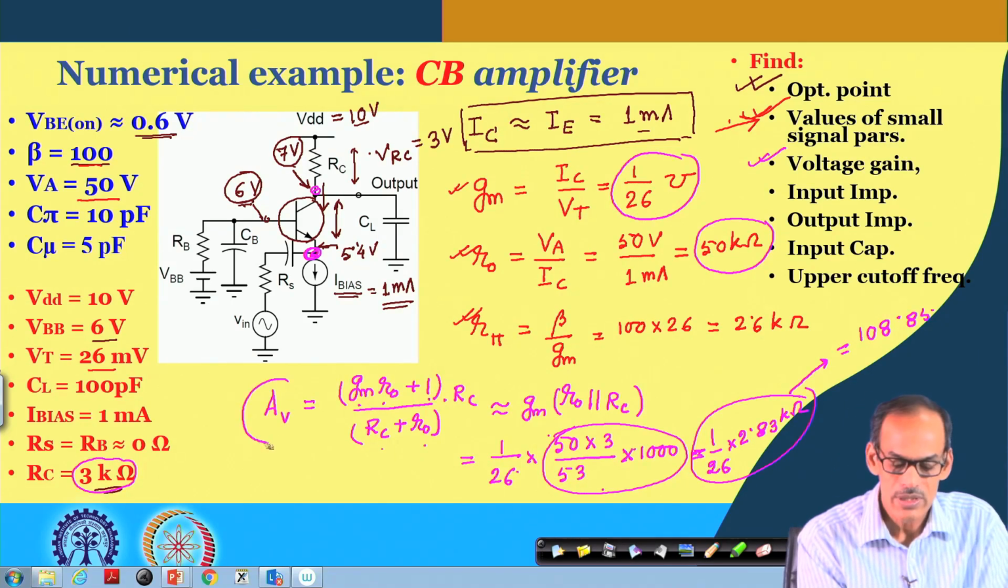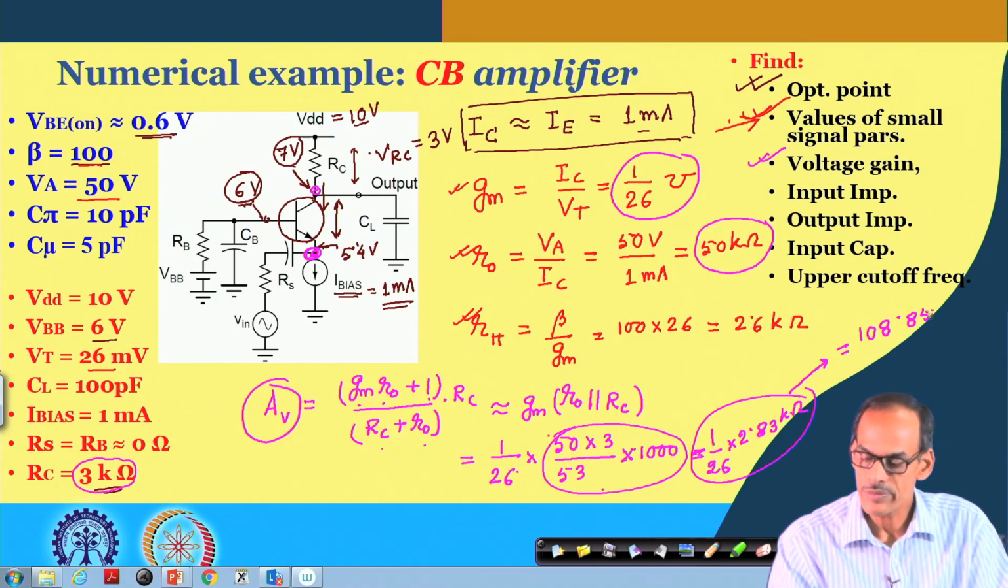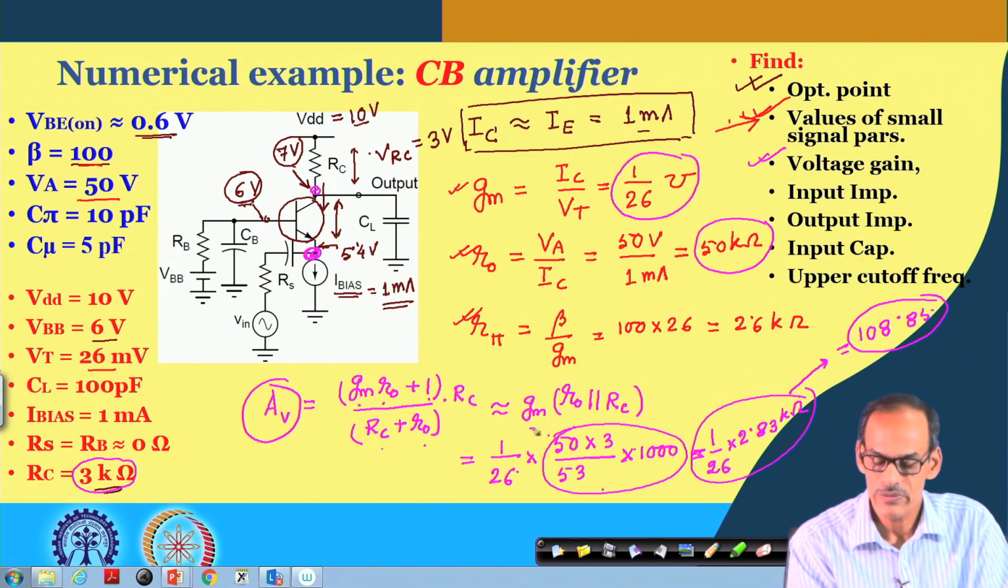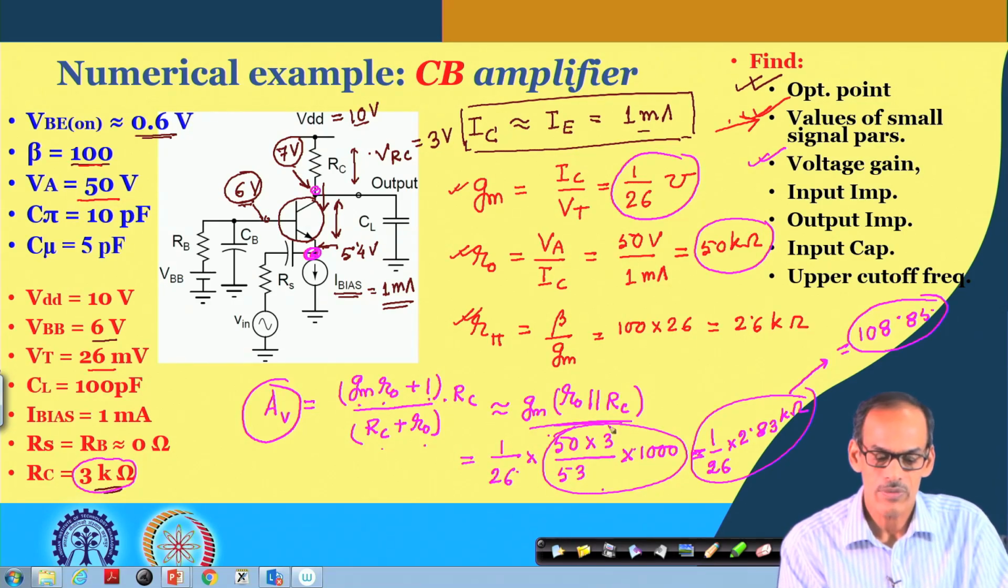So, that gives us a very decent gain of this circuit. In fact, this gain is very close to the gain of a common emitter amplifier having a similar kind of bias level. So, that is how we obtain the voltage gain.